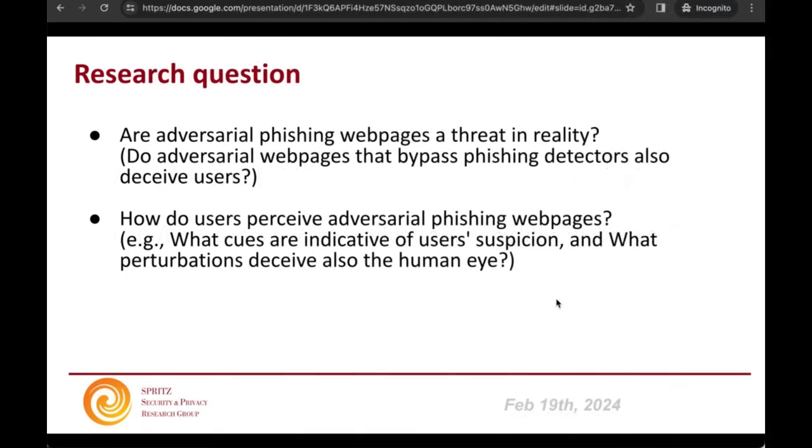It's well known that machine learning is vulnerable to adversarial attacks. However, do adversarial web pages that bypass machine learning-based phishing detectors also deceive users? And how do users perceive adversarial phishing web pages? Our work is motivated by addressing these questions.